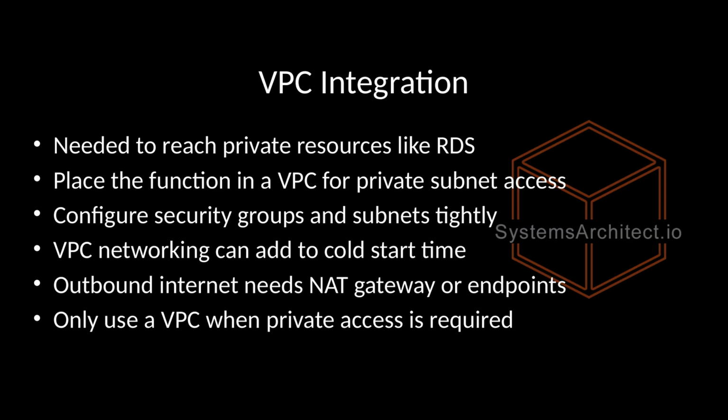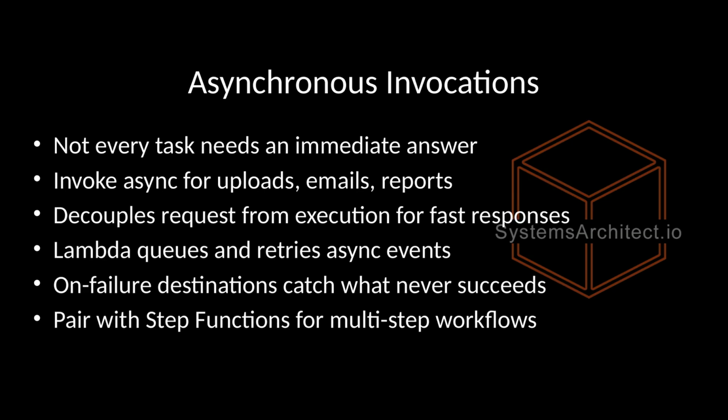12. VPC integration. Sometimes a function needs private resources, like a database in RDS, that are not exposed to the internet. Placing it inside a VPC gives access to those private subnets, but get the security groups and routing right. Only put a function in a VPC when it genuinely needs private access, since it adds cold start time, configuration, and cost.